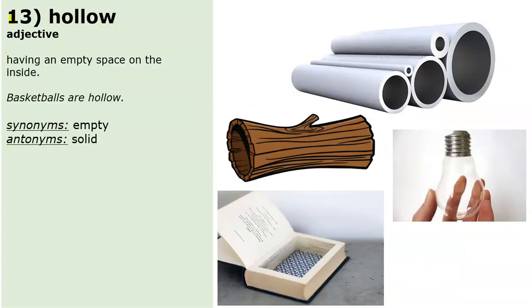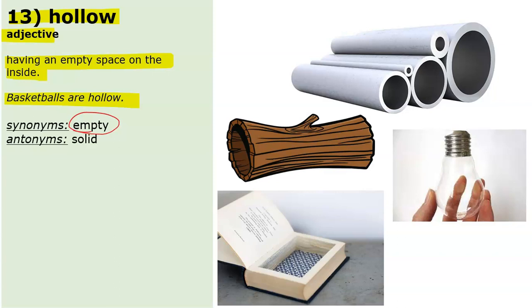Our next word is hollow. Hollow is an adjective and it means having an empty space on the inside. For example, basketballs are hollow. There's nothing inside of a basketball. It's just air. So that means it is hollow. It means the same as empty.